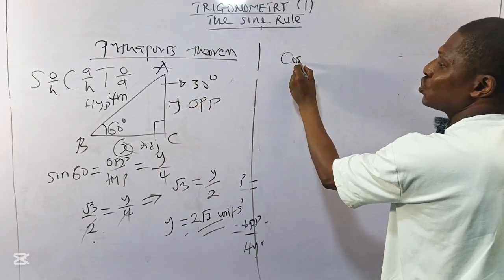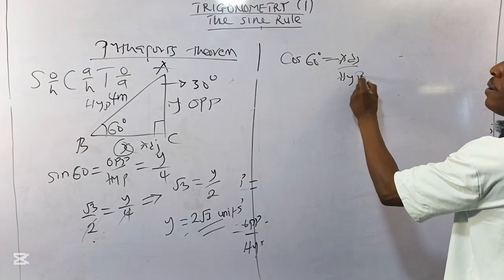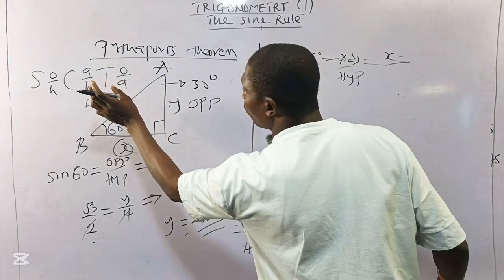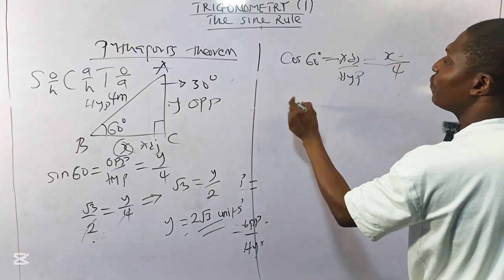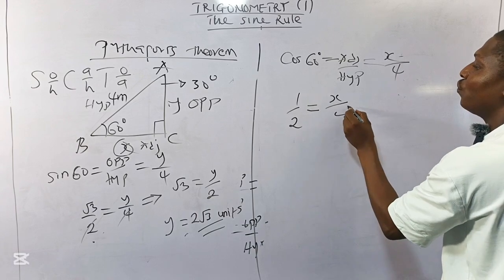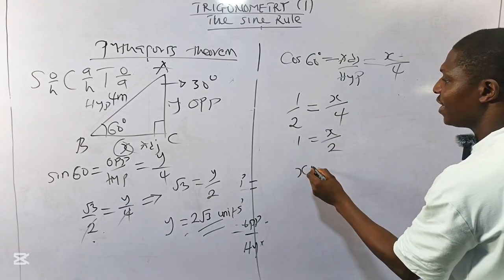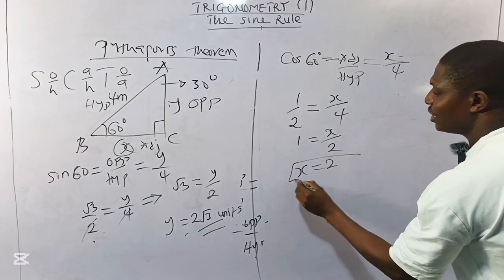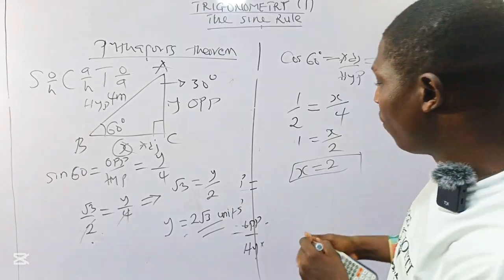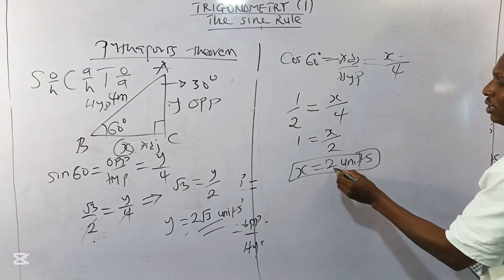So I'll have cos 60 degrees to be equal to adjacent over hypotenuse. And my adjacent there happens to be x. And my hypotenuse happens to be 4. So I'll have cos 60 is 1 over 2, it equals sine 30, equals x over 4. 2 here 1 and 2 here is 2. So 1 over 2 equals x over 4. Cross multiply, I'll have x to be equal to 2. And this is my answer. So you see that y is greater than x here. So my y is 2 root 3 units, and my x is 2 units. That's it.